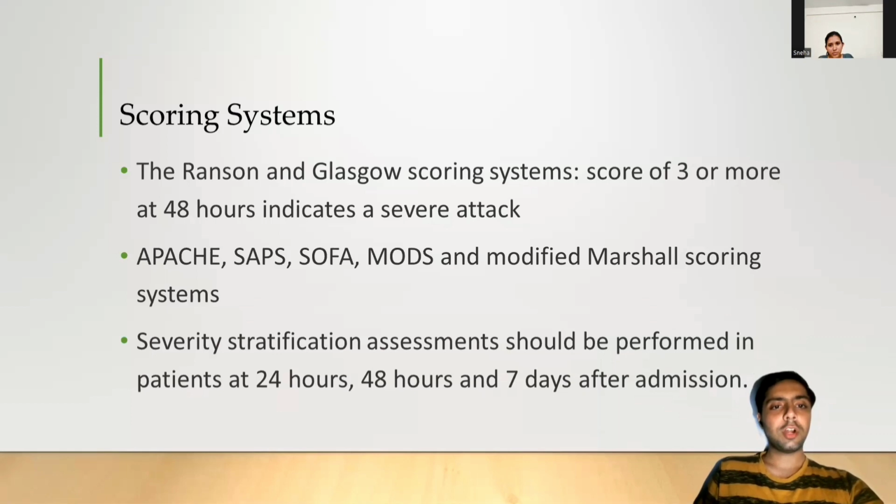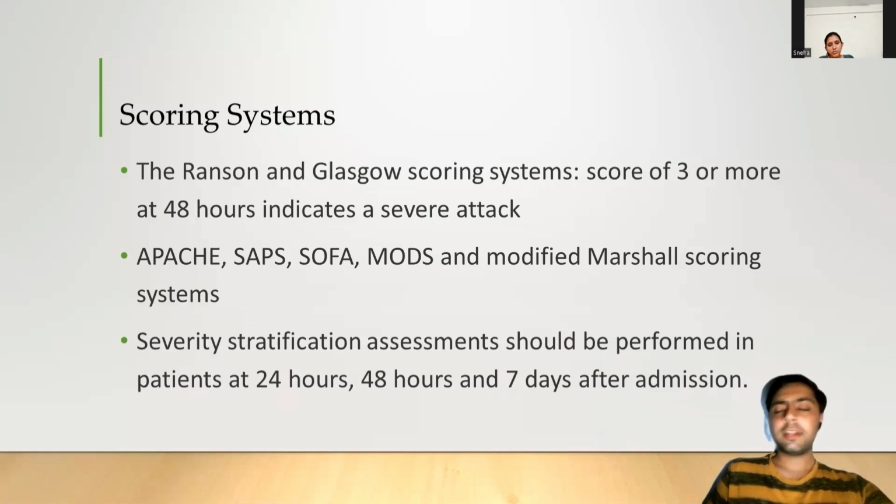The scoring systems: the most common are the Ranson and the Glasgow scoring systems. Others we have are Apache, SAPS, SOFA, MODS. But in general practice, we use Ranson and Glasgow, where a score of more than 3 after 48 hours indicates a severe attack.